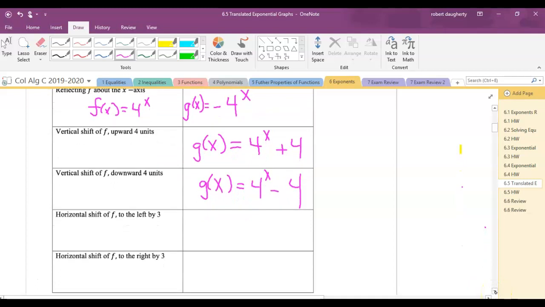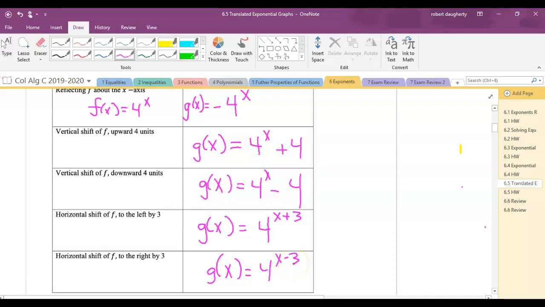Now, what would it take to move it to the left? 3. Okay. What was different about the left and right moves? Plus is up, minus is down. On the left and right, moving it to the right is what? Negative or positive? Negative. Moving to the left is plus. So what would it take to move this thing to the left by 3? Moving to the left is plus 3, okay? So that moves it to the left. You should be able to figure out what moves this thing to the right. 4 to the x minus 3.